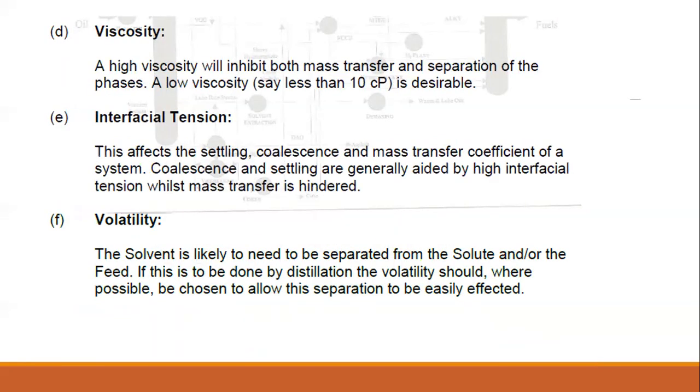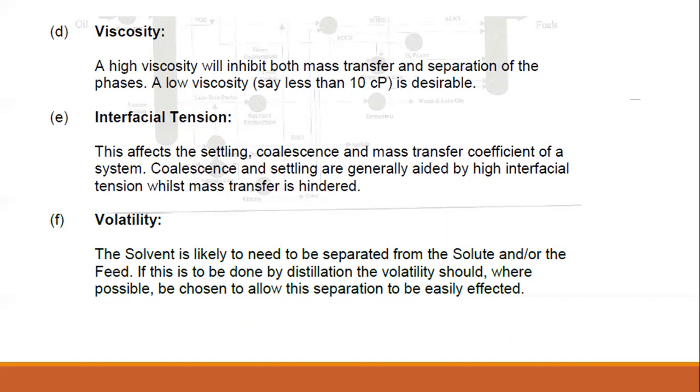Viscosity is again very important. A high viscosity will impede both mass transfer and separation of the phases. A low viscosity is desirable. If you have a high viscosity in both phases, then it will be difficult to keep them separated as separate phases. So you need a low viscosity liquid, say less than 10 cP, which is desirable.